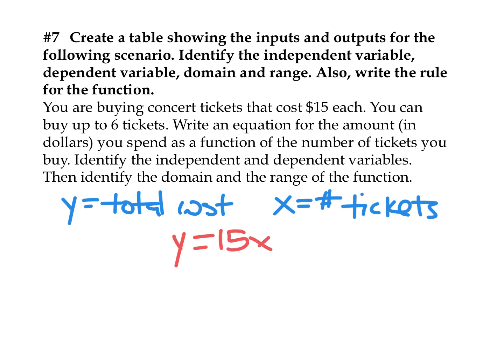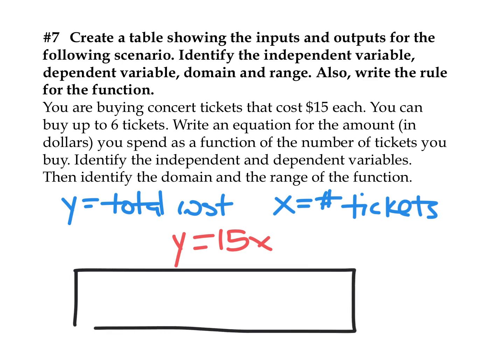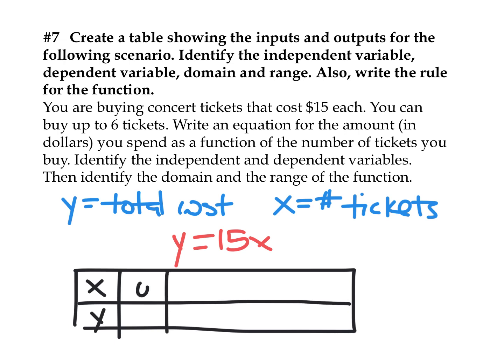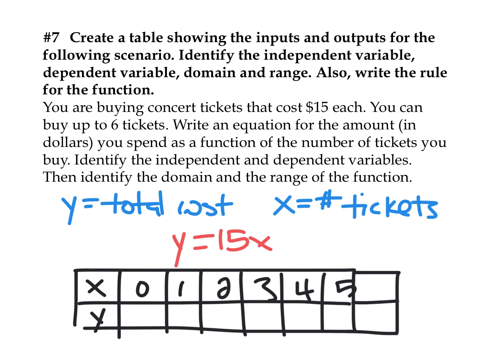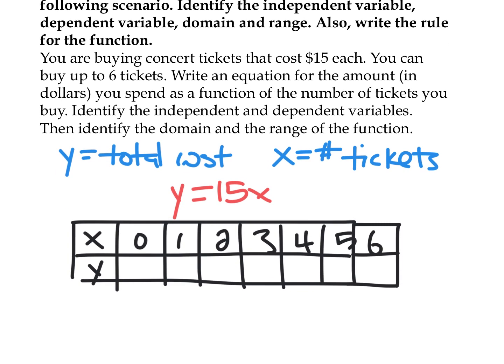And so we can make a table of values for that. We make a table of values here. We're going to have our x and our y. We could buy 0 tickets, we could buy 1 ticket, we could buy 2, 3, 4, 5, or 6 tickets, right? And our cost is going to depend on how many tickets we buy. So if we buy 0 tickets, it costs us $0. 1 ticket costs us 15 times 1, 15 times 2, and so on. Each number of tickets we buy is an extra $15, all the way up to if we bought 6 tickets, the limit, we would spend $90. So that's our table of values.